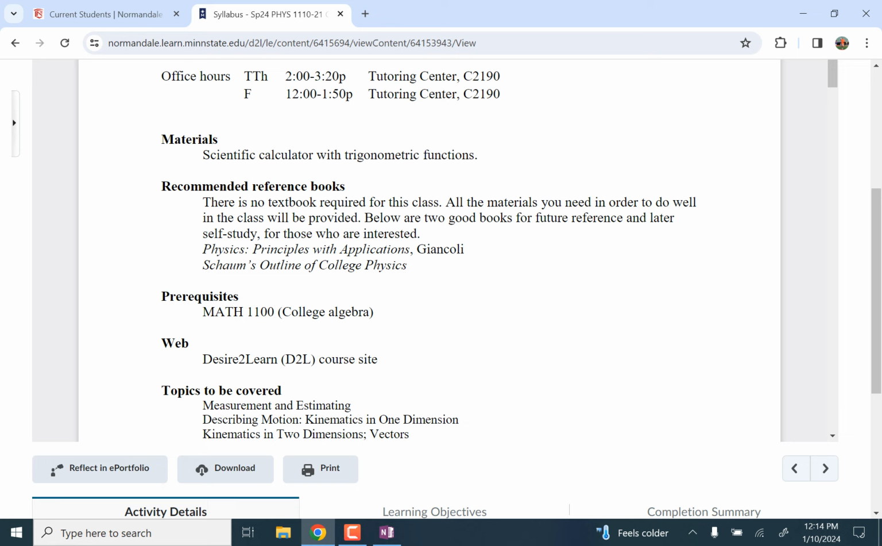Okay, there's no textbook required. If after this class is over, you want a reference book, these are two good ones. This Giancoli book is like a full textbook, so it's expensive, you know. Probably a better option is this Schaum's Outline. Schaum's Outlines are like paperback books. They cost about $25, so they're pretty cheap.